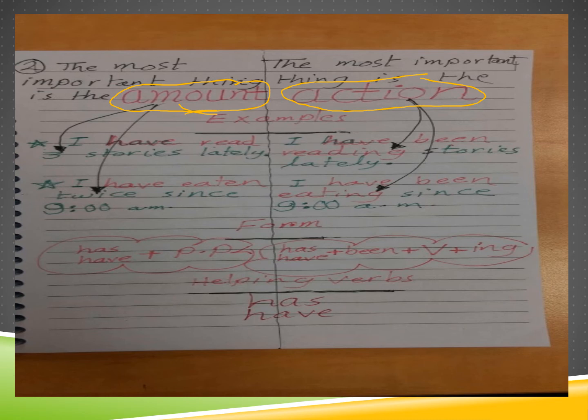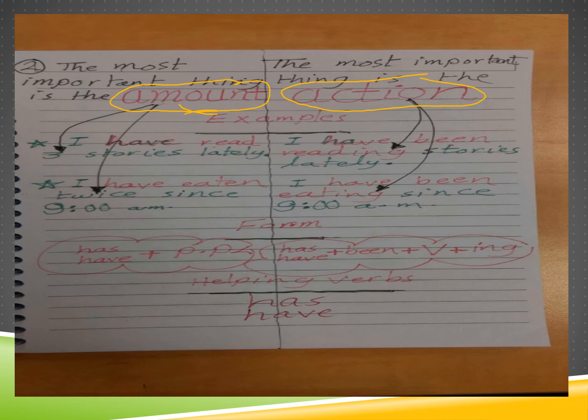But when I say I have been learning English since I graduated, the most important thing here is the action, learning itself. I didn't mention how much I learned or how many lessons I learned and so on. So this is the action, and I use the present perfect continuous.